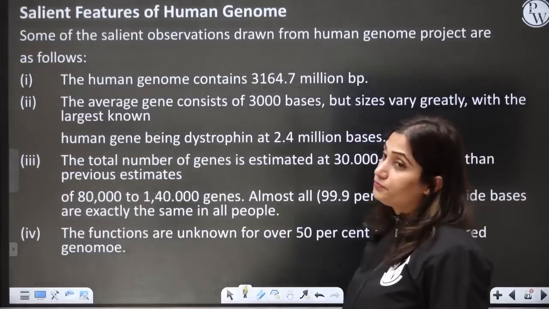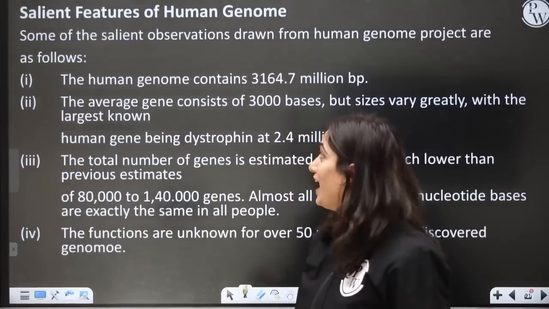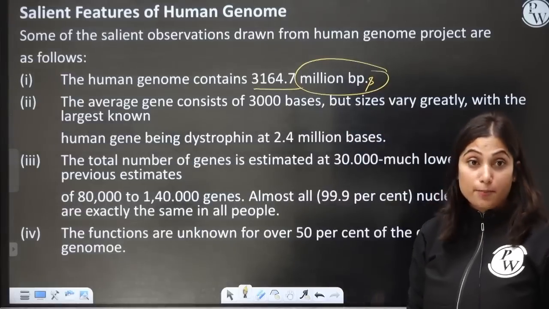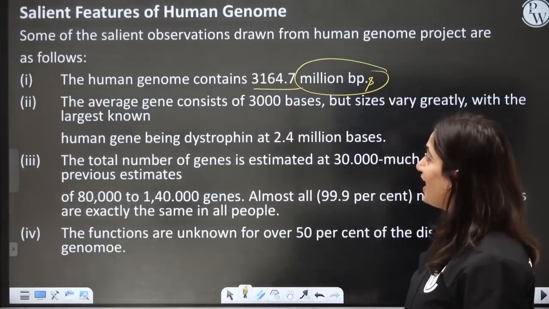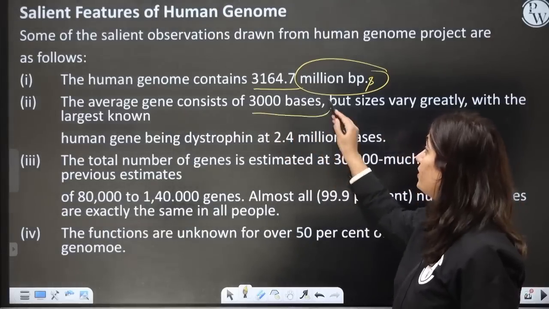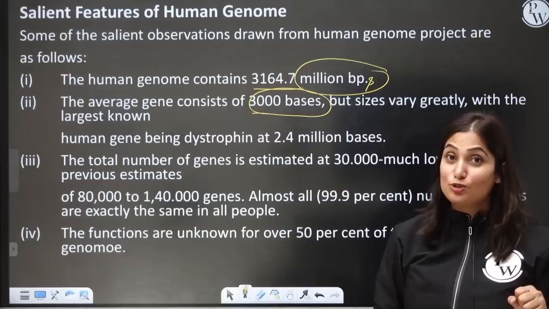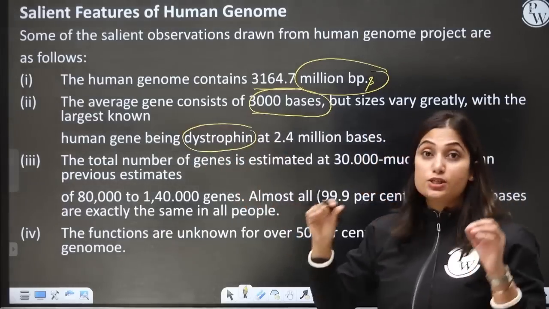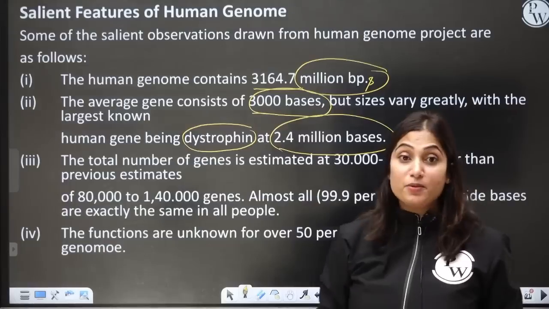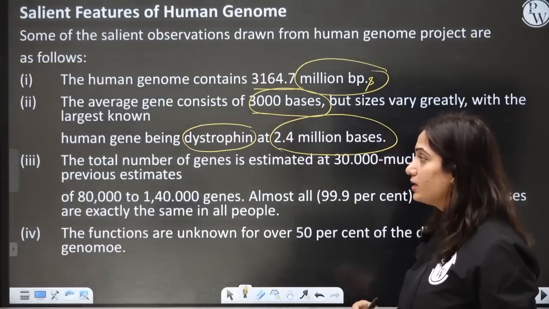After the revelation of the findings of the Human Genome Project, what was found is that the human genome contains 3164.7 million base pairs, and a single gene generally constitutes 3000 bases, but there are some exceptions also, like the dystrophin gene. The dystrophin gene is the largest gene, containing 2.4 million bases. That means a single gene contains 2.4 million bases. Otherwise, generally, our gene contains 3000 bases.